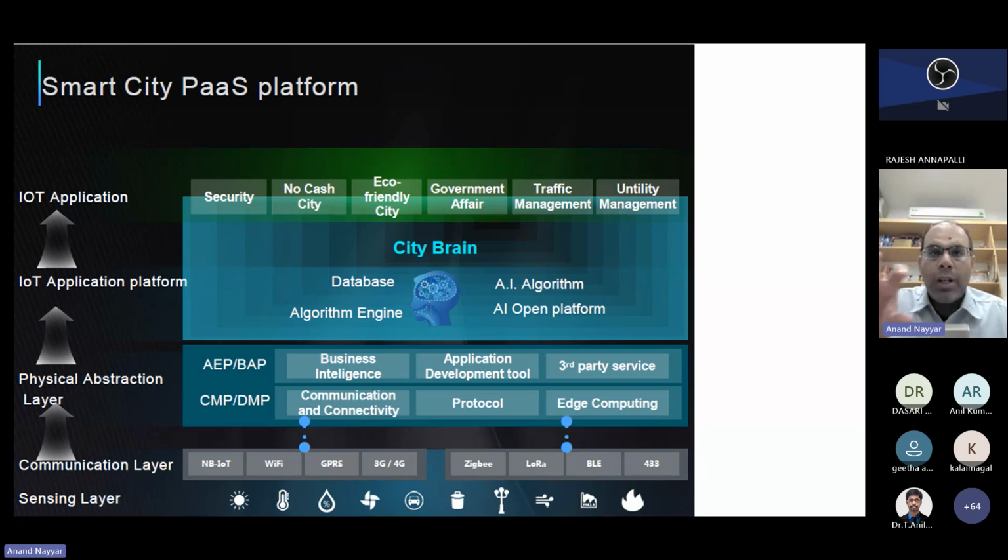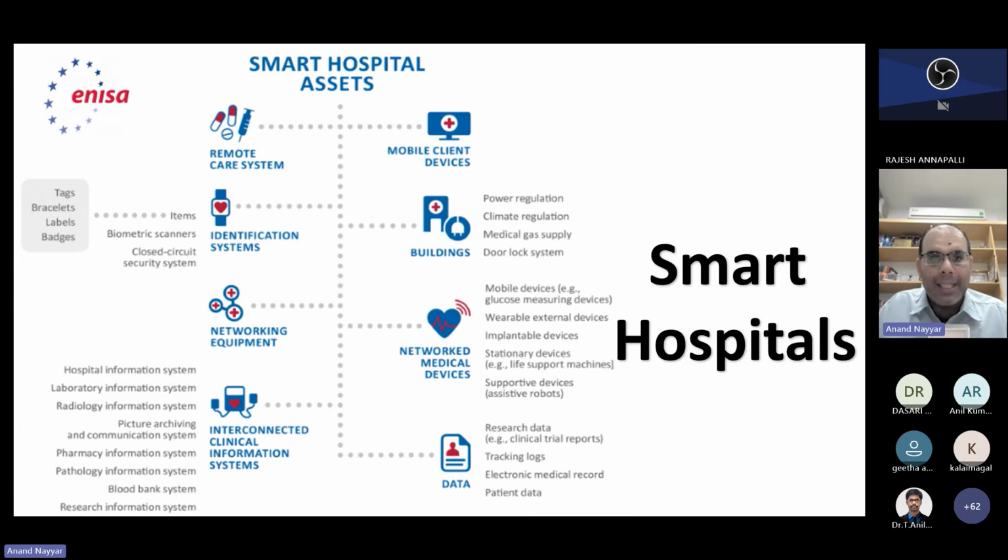The cloud computing services that we are using right now are only Microsoft Azure and Alibaba Cloud. And if you talk of IoT applications, it is fully towards security, cashless cities, eco-friendly cities, sustainable technology, traffic management, and of course, emergency response services. And this is what we are working on: smart hospitals, remote care systems, mobile client devices, buildings, interconnected clinical information systems, the data, and the most important area that we are working on is cyber security for hospitals.